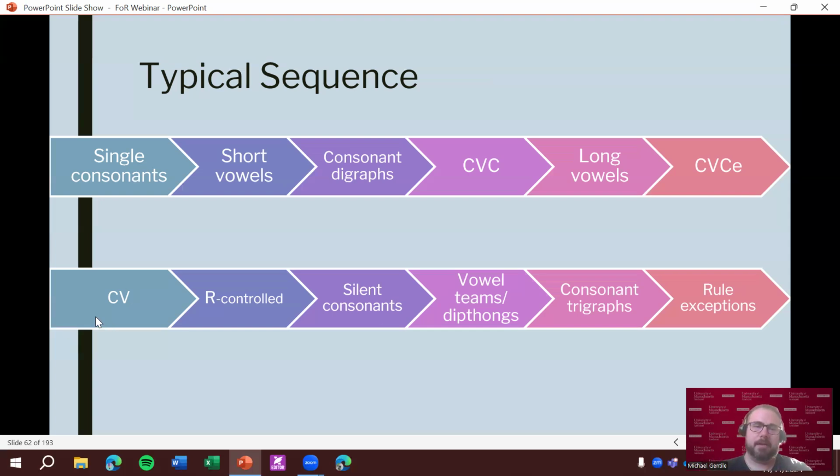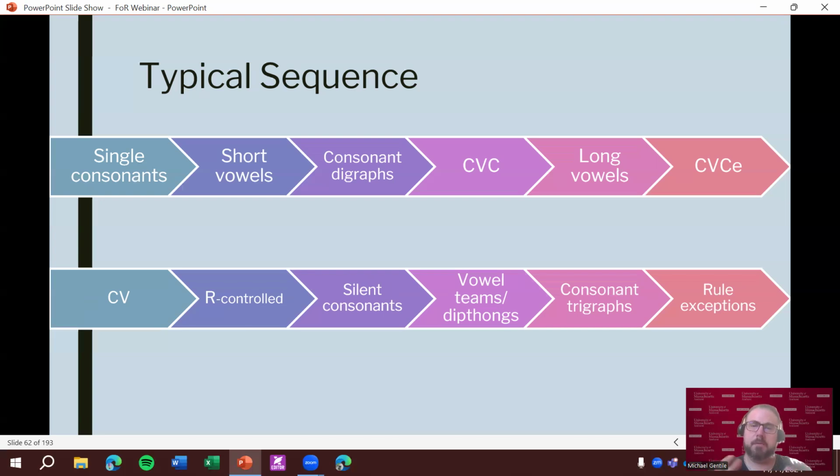And then down here, CV words, which is another way to say open syllables. Right: consonant-vowel-consonant, closed; CVCE, silent E; CV, open syllables. So now that we've taught long vowel sounds, we add in these kinds of syllables. Then we do those R-controlled after that. Then we have silent consonants. We have all sorts of crazy things we can do with silent consonants. H's get silent, G's get silent, all that stuff.